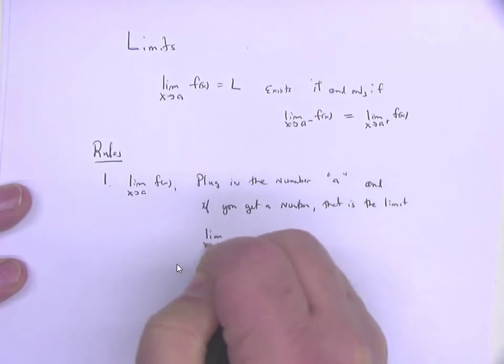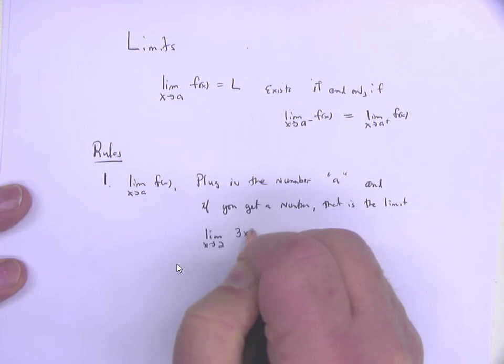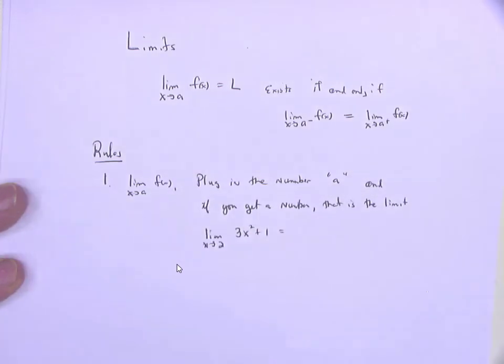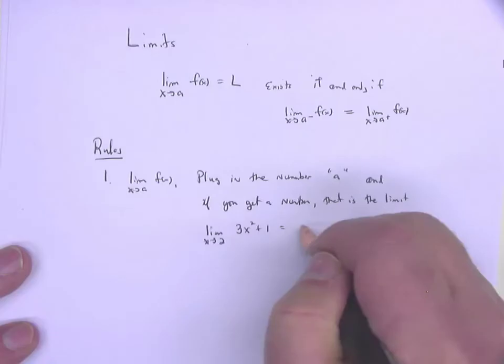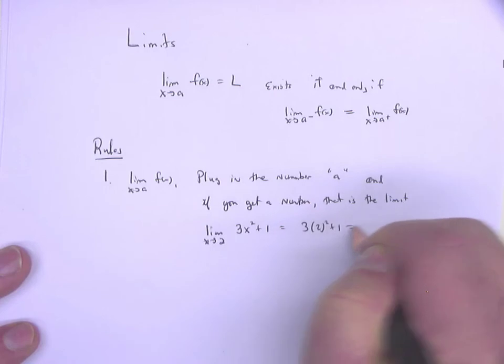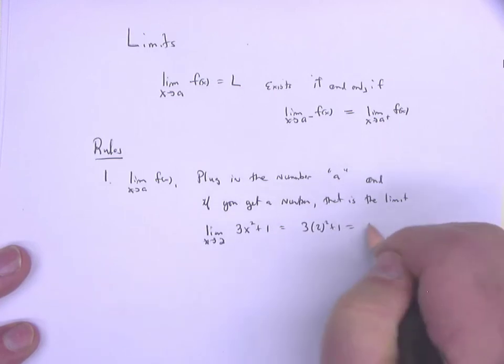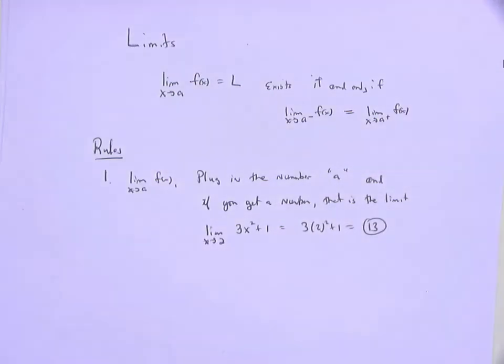Let me give you an example. The limit as x approaches 2 of 3x squared plus 1. Look at it. 3x squared plus 1. That guy has no problems. That domain's all real numbers. You can plug anything into this guy you want to. What number are we going to plug in? We're going to plug in 2. So the answer is going to be 3 times 2 squared plus 1. 2 squared is 4, times 3 is 12, plus 1 is 13. The answer is 13. If it has no problems, just plug it in. It's when you have problems. And when do you have problems? Dividing by 0 is going to be our big one.